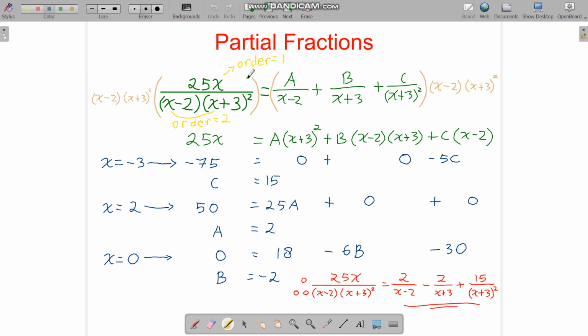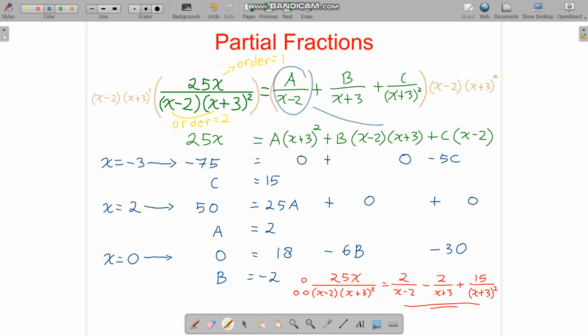Next example. Again, we check, make sure it's a proper fraction. The order is 1 because of x, the order is 2 because of x times x squared. For the x minus 2, that's just linear. For the x plus 3 all squared, that's repeated linear, so we use a constant divided by x plus 3 to the power of 1, another constant divided by x plus 3 to the power of 2, and then we multiply both sides by the denominator, we cancel out, we get this.